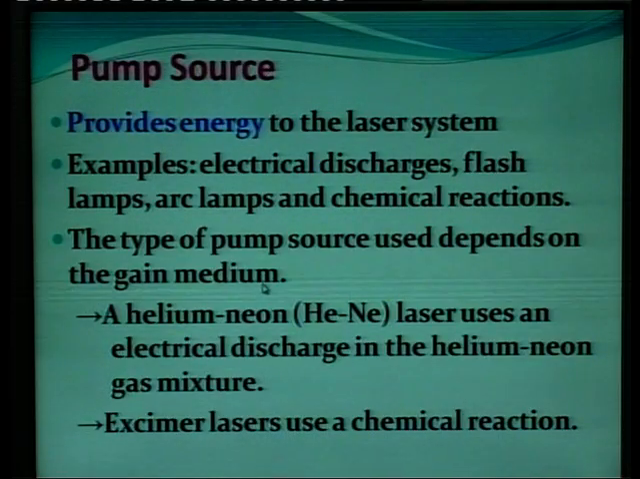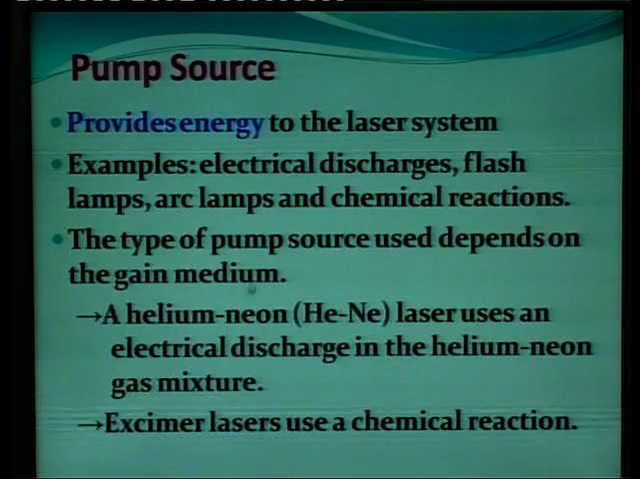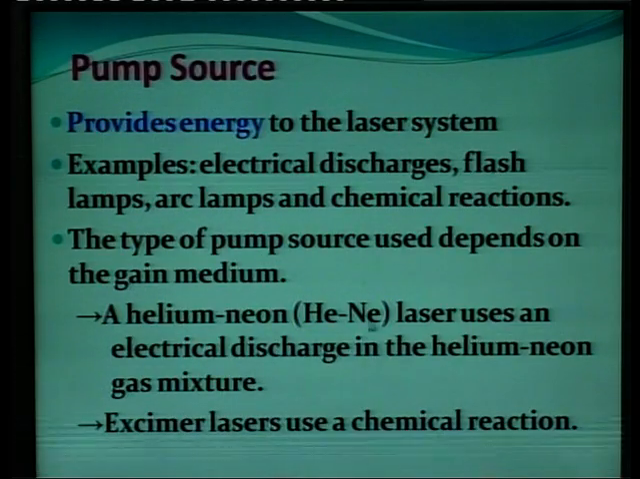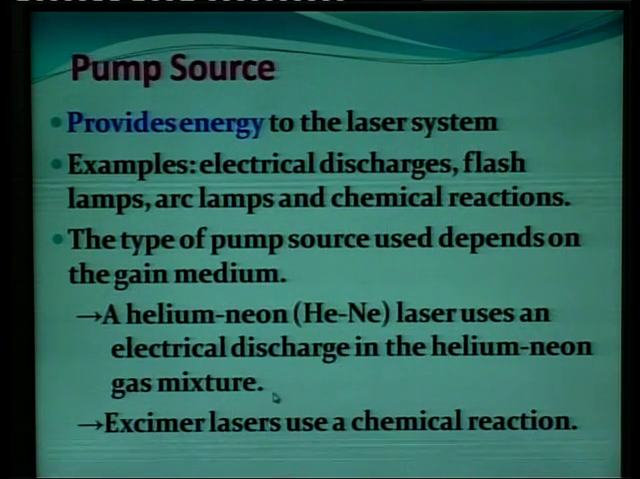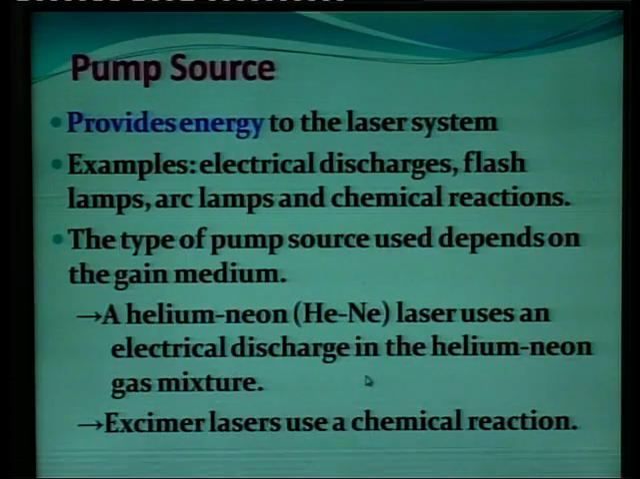So which active medium we are using, which source will be required for it. So for different active mediums, different types of pump sources are required. The helium neon laser uses an electrical discharge in a helium neon gas mixture. So in the helium neon laser, electrical discharge is used for providing energy. In excimer lasers we use chemical reactions.